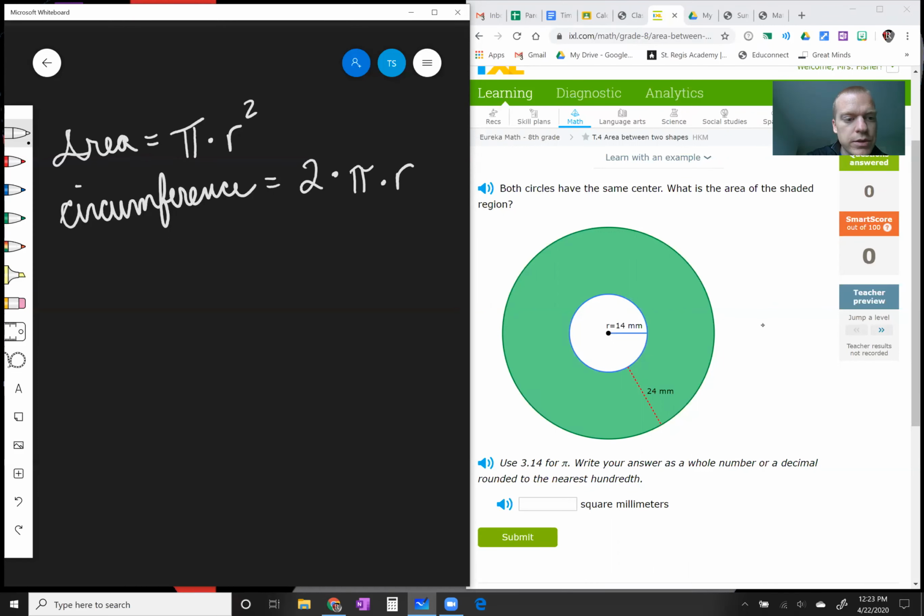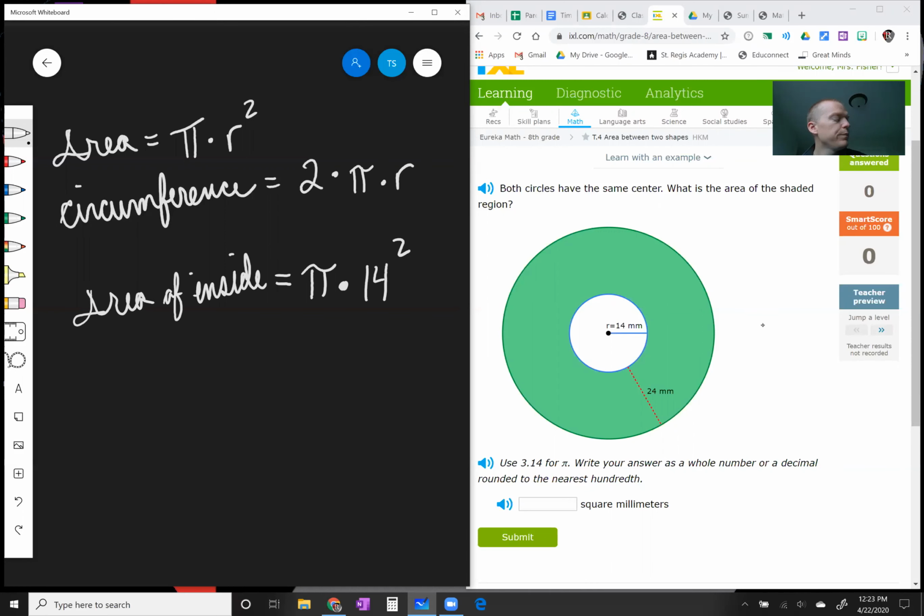Area is going to be, so I'm going to write area of inside circle. Okay, that's going to be pi 3.14 times, it says right here your radius is 14, so times 14 squared. Okay, I am going to use a calculator for this part. You can use one too, it's okay. So if I do 14 times 14, I get 196 times 3.14. So my area of the inside is going to be 615 and 44 hundredths.